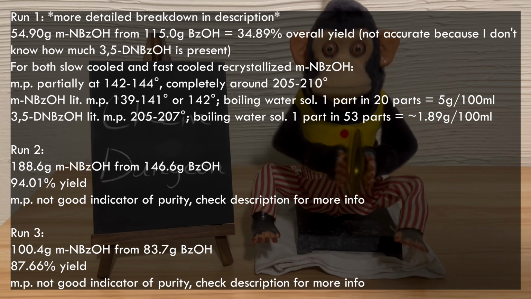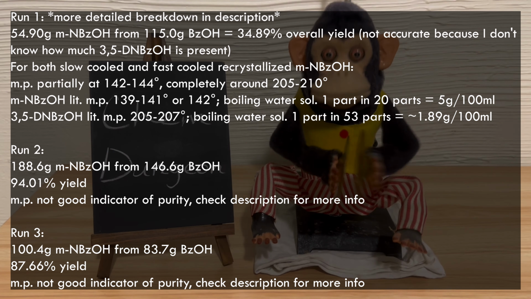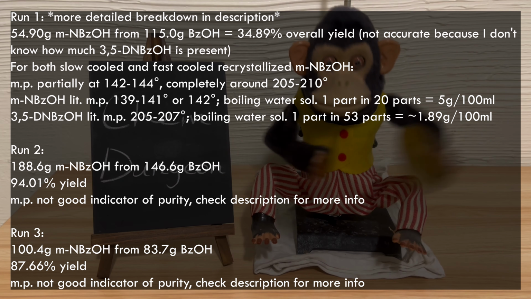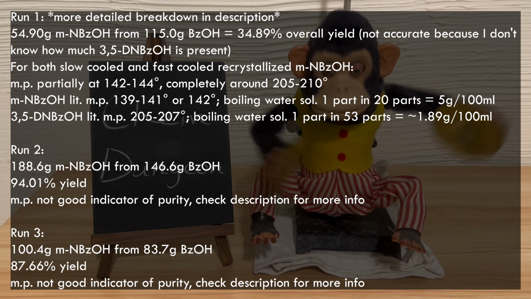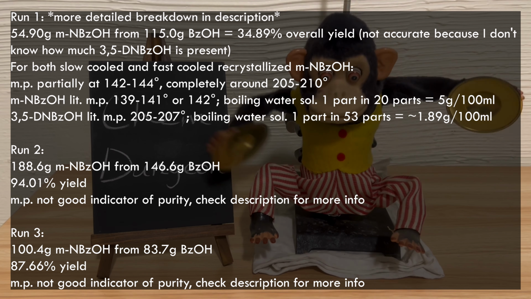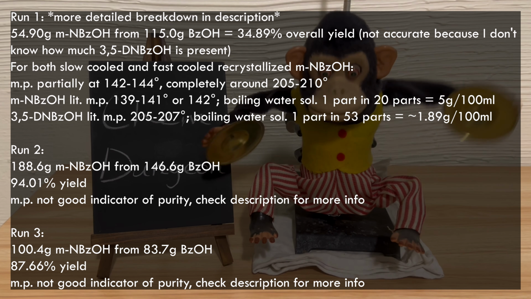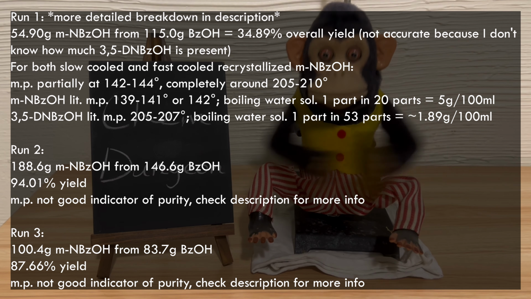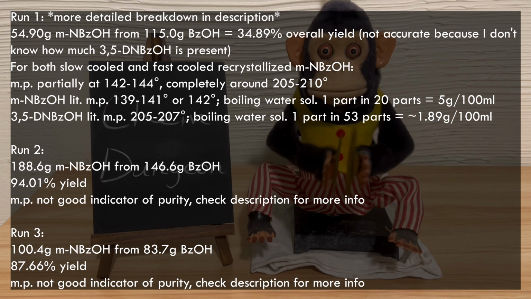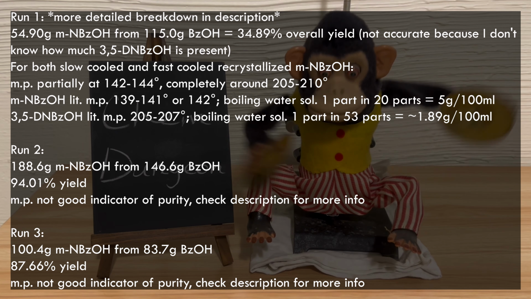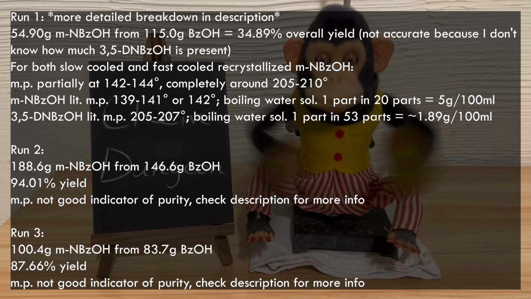Even with the temperature control, some dinitration occurred since such an excess of nitrating acid was used, so my product is contaminated with dinitrobenzoic acid. The products didn't fully melt at m-nitrobenzoic acid's melting point, but they did at 3,5-dinitrobenzoic acid's melting point. This explains why not all of the acid dissolved when I was trying to recrystallize it.